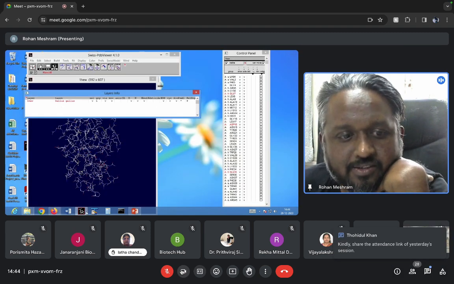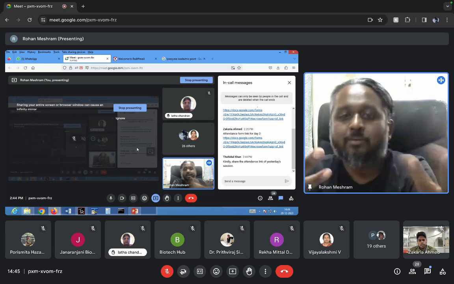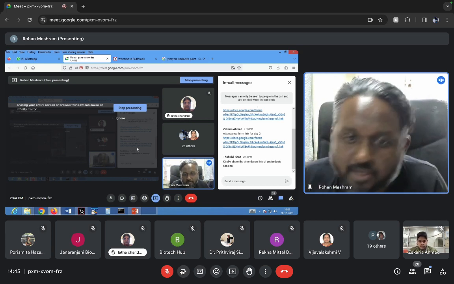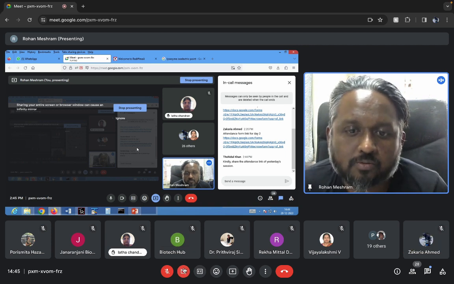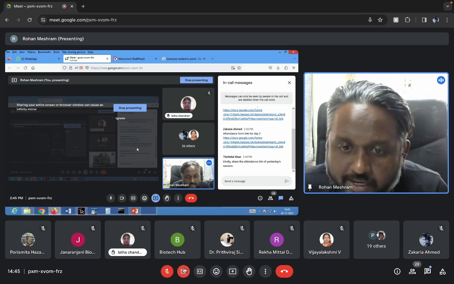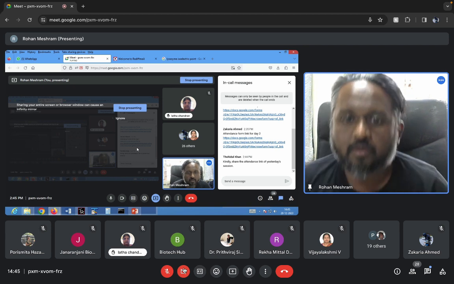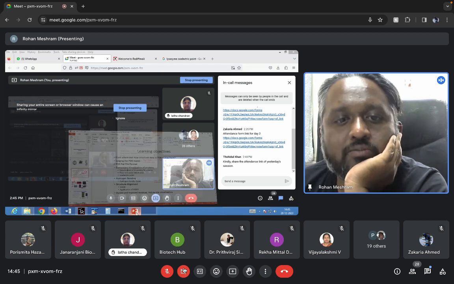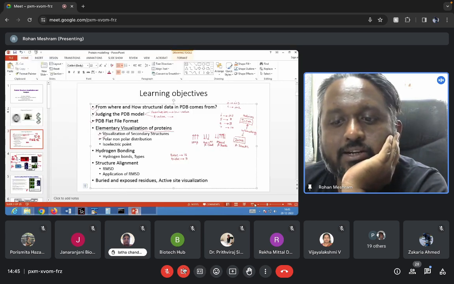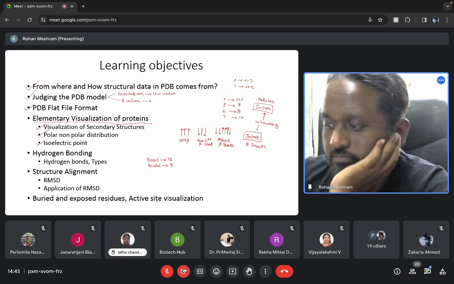Okay, so this is how you can incorporate basic biochemistry with bioinformatics. You can make your students' learning experience more interactive, more application oriented, right? So, okay, we are also done with this thing, right? We are done with now isoelectric point.